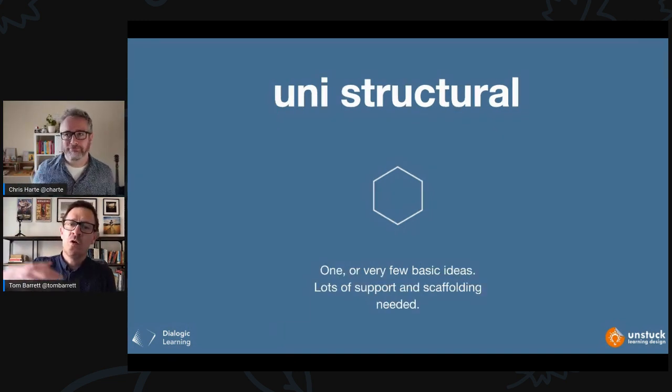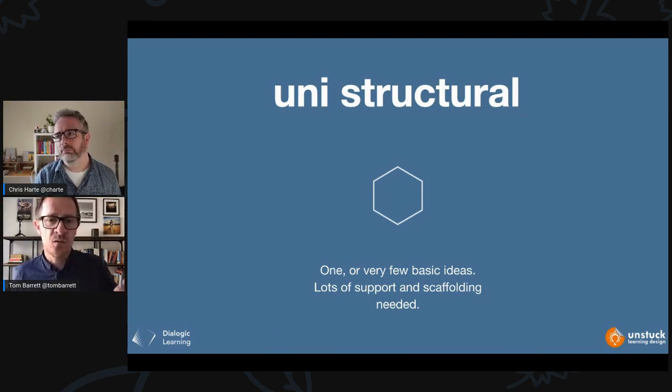So when we move on to the next level, we're thinking about a student or ourselves being able to share one or very few basic ideas. Unistructural, we're used to that language, obviously one. So one idea or very few. And we're also noticing those students who potentially need lots of support and scaffolding in order to share those basic ideas. We're establishing the cognitive structure. The schema is beginning to be formed, but they need a lot of support to do that with a great deal of independence.